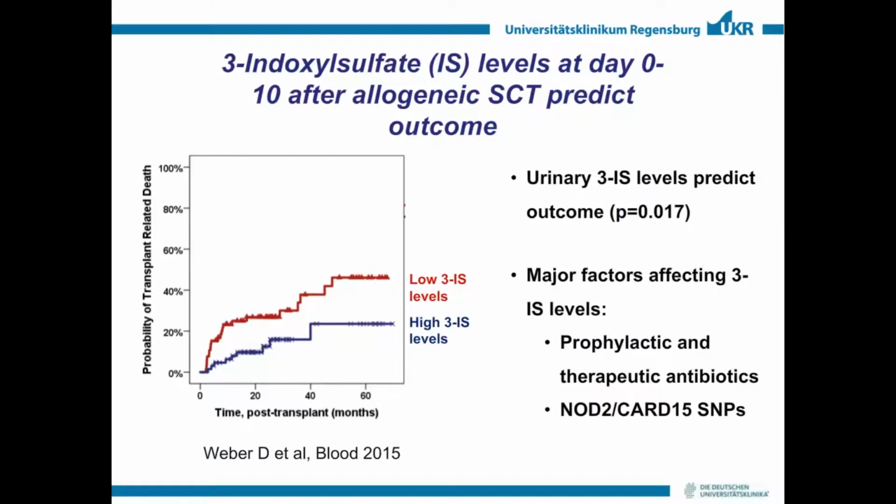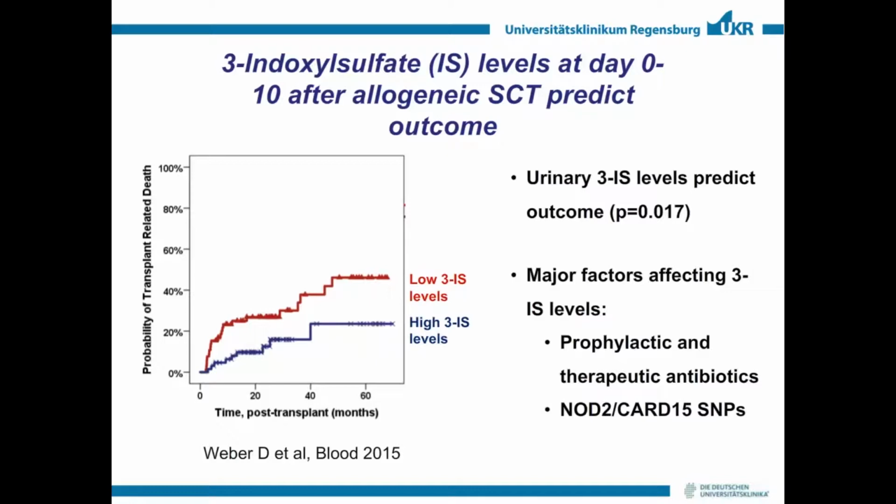You can see here the patients with low indoxyl sulfate levels. Remember, this means low commensals, low diversity, and the treatment-related mortality of patients with high indoxyl sulfate levels means high diversity, and again it's predictive. Early loss of diversity is associated with poorer outcome.